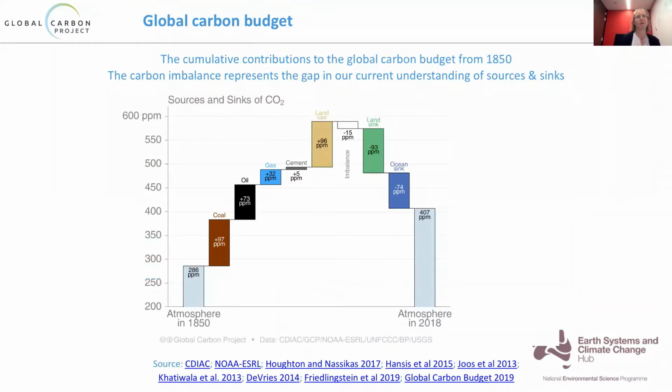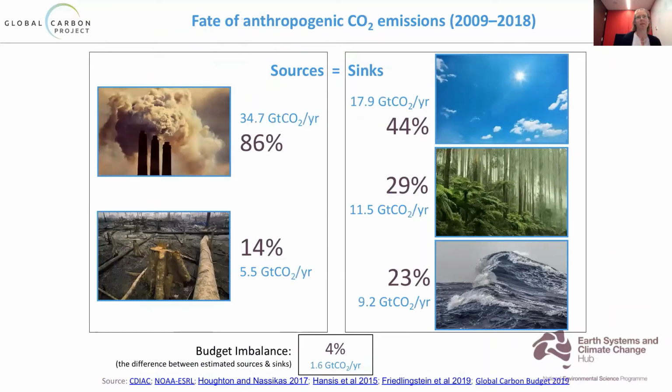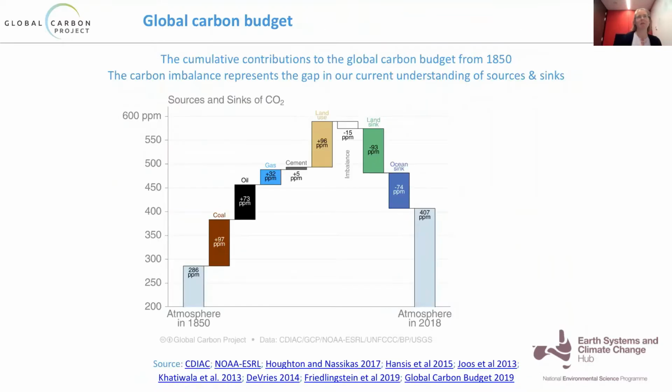So that's a recent snapshot, the last decade, but it's also interesting to look at the partitioning of the carbon budget since 1850. I won't go through this figure in detail, but it's a nice way of showing how we've gone from 286 ppm in 1850 to 407 parts per million in the present day. And I just want to highlight that the land is responsible for really large terms in that difference.